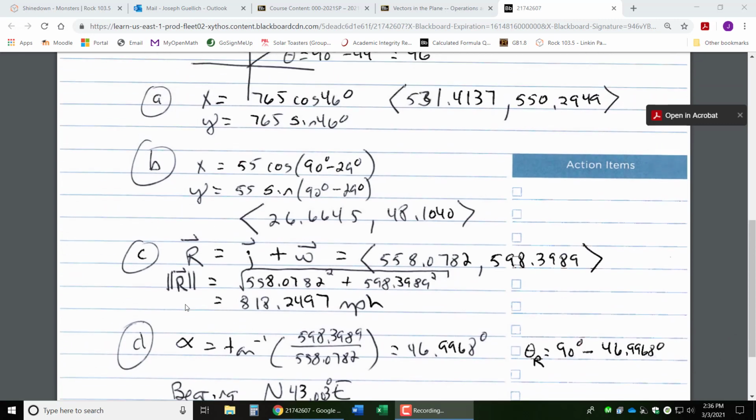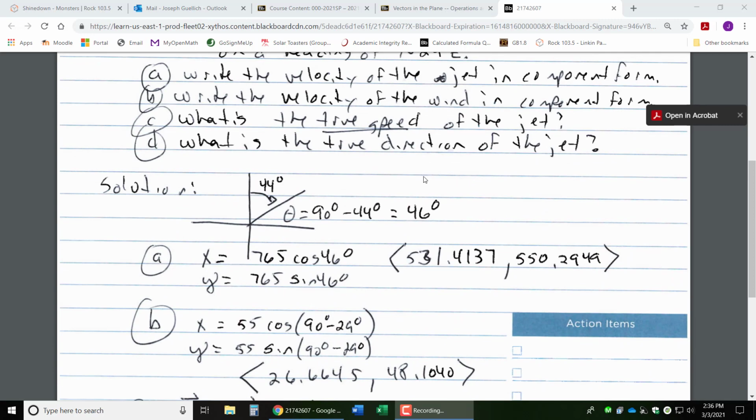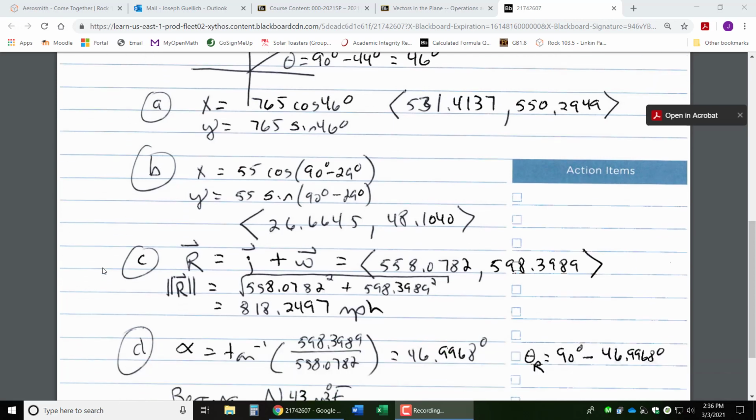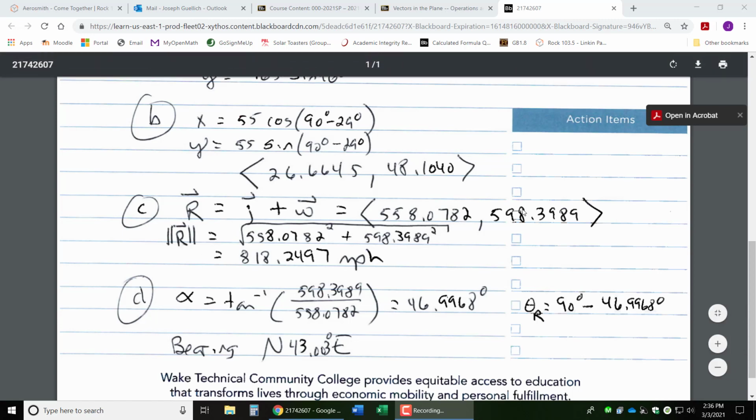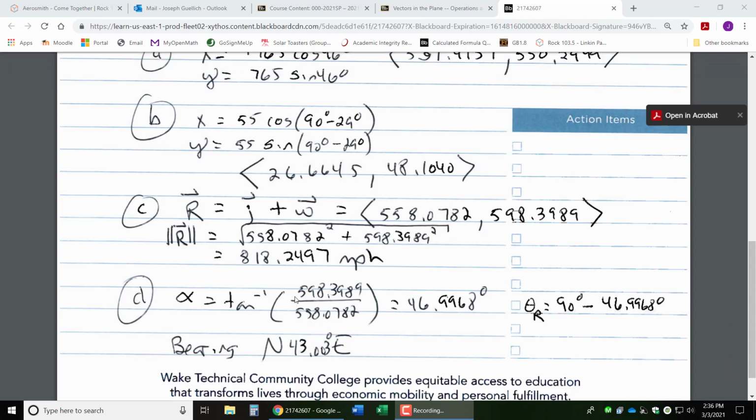Part D is the actual true direction that the jet is going. The wind is blowing against the jet, so it's changing that angle there. And I recommend whatever your resultant values are, when you do alpha, the reference angle, with your calculator, just make those numbers positive. That way your angle's positive, and then you can adjust it accordingly. If you type it in with the negatives, you get a negative angle, and that might confuse you about what you do. So anyways, that's my recommendation.